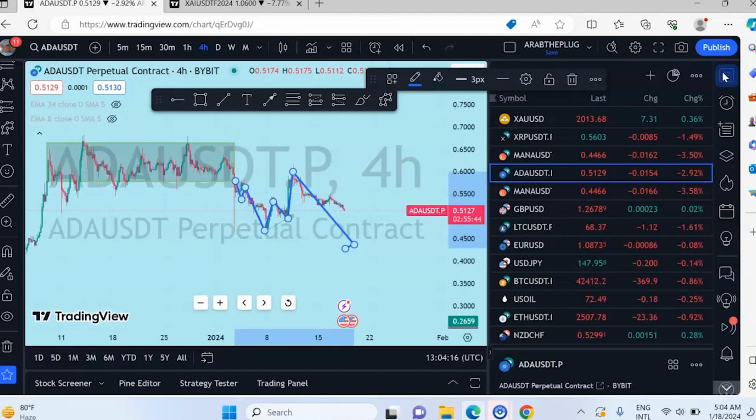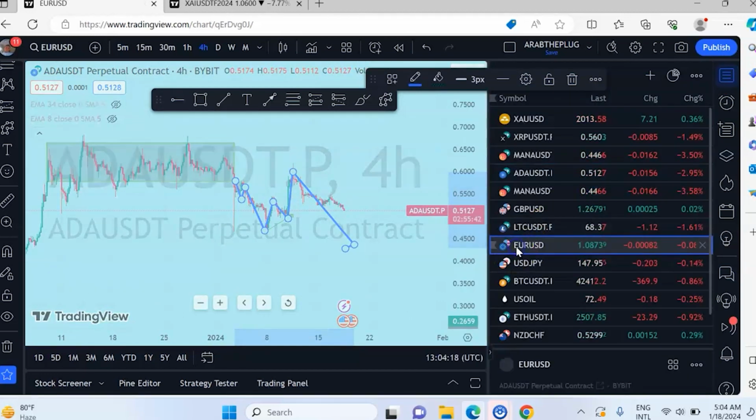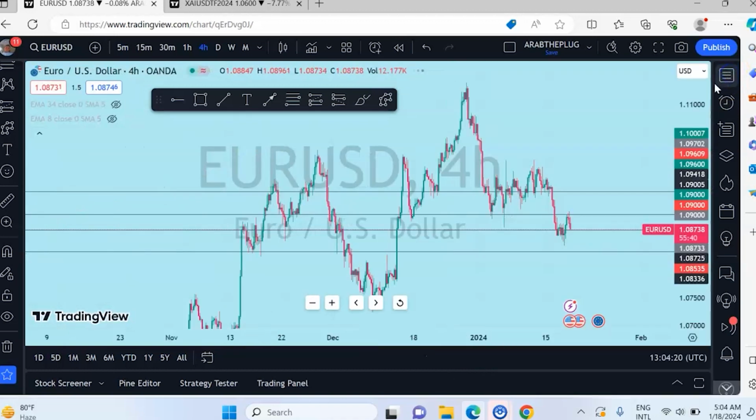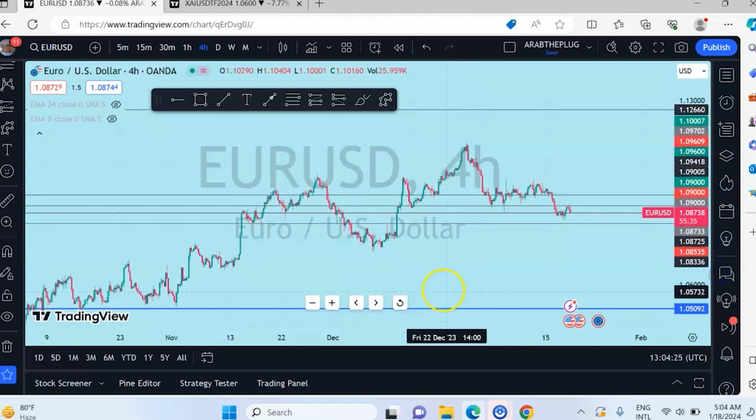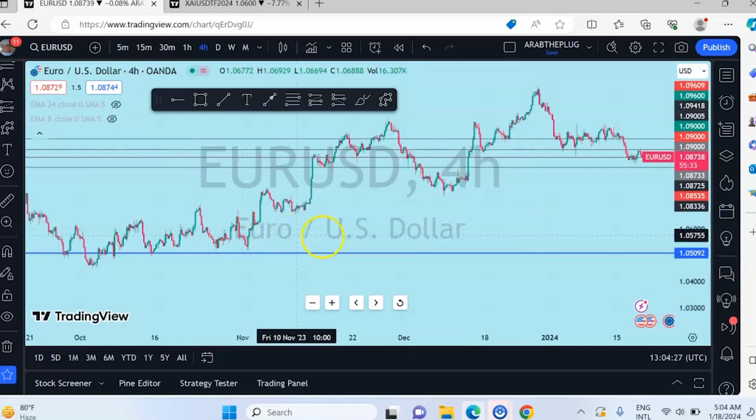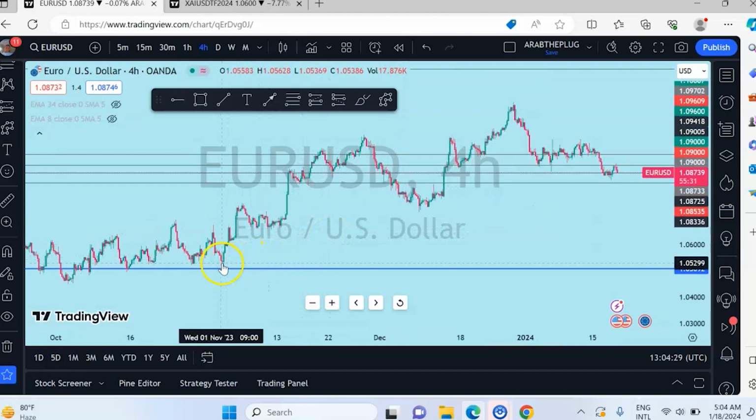So let's look at Ethereum. Ethereum has been in an uptrend. You can see the market from this point has been in an uptrend. This is a low. Let me just draw what I drew there. This is a low, this is a high. This is a higher low, a higher high.